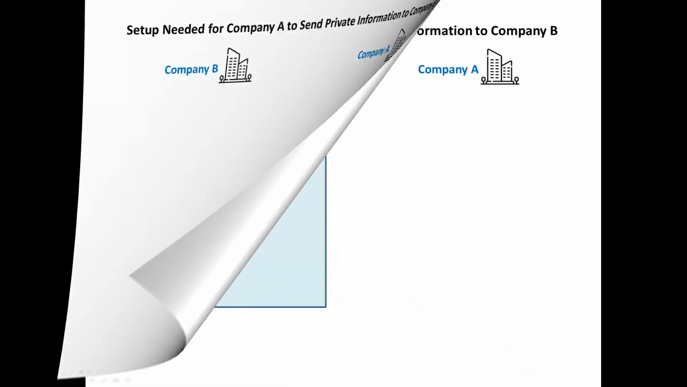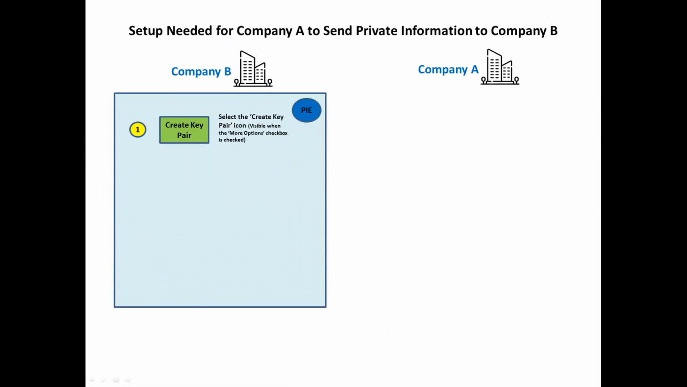Welcome to this Pi tutorial, in which I describe the setup required in order to exchange information with a third party, using Pi. In this example, Company A wants to send private information to Company B. In order to do this, Company B must create a public and private key pair, and send the public key that is automatically created by Pi to Company A.